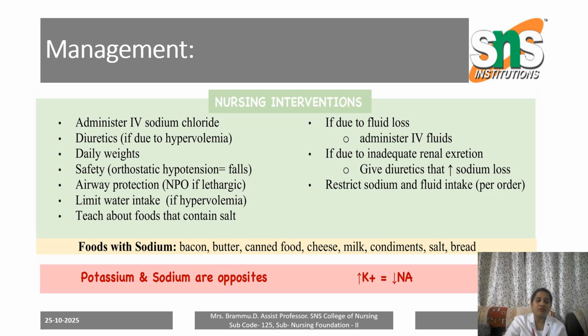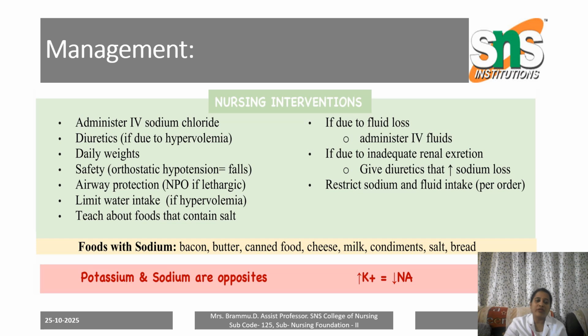If it is due to hypernatremia, then due to fluid loss, administer the IV fluids so that you can dilute the salt content in the blood. And if it is due to inadequate urine excretion, then we have to start with diuretics and then we can control the sodium level. And certain patients are on fluid restriction as well as sodium restriction. So these are the foods which are rich in sodium. You have to teach the patient which foods are rich in sodium and that can be increased or decreased according to the condition.